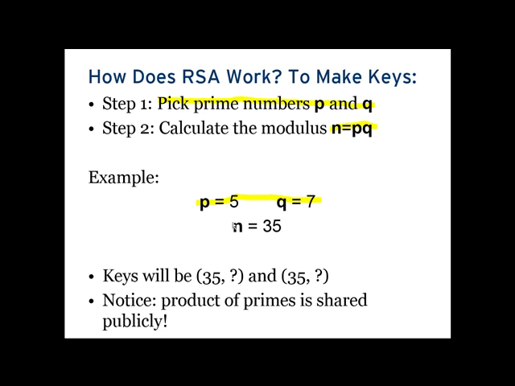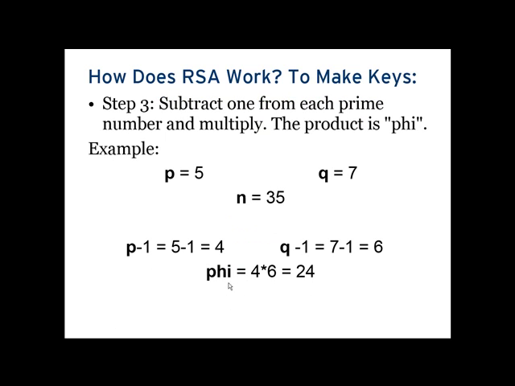We're calculating the number that we're going to use for modulus n, and that number is going to be 35. So this number 35 is the first part of both our private and our public key. The product of these primes, again 5 and 7 in this case, is shared publicly, so that anybody can actually get that one as part of the public key.